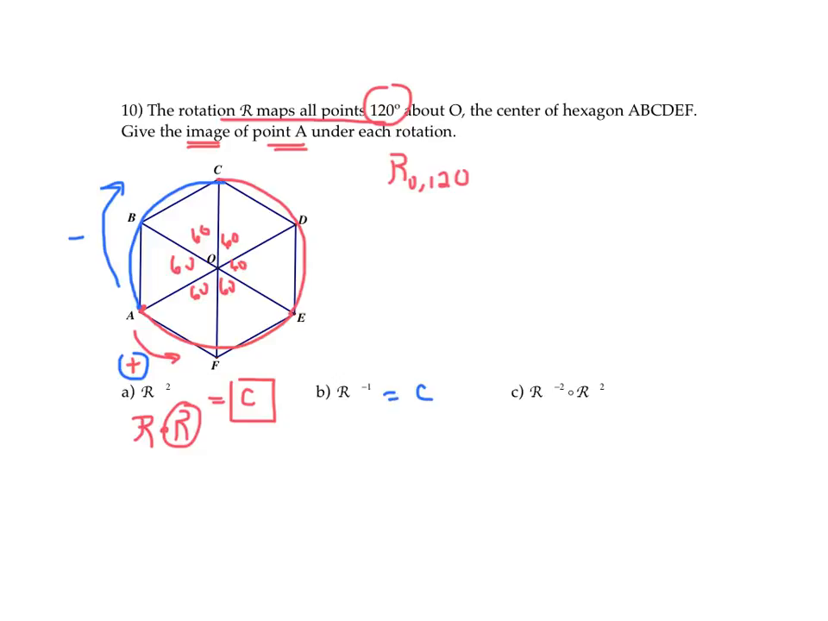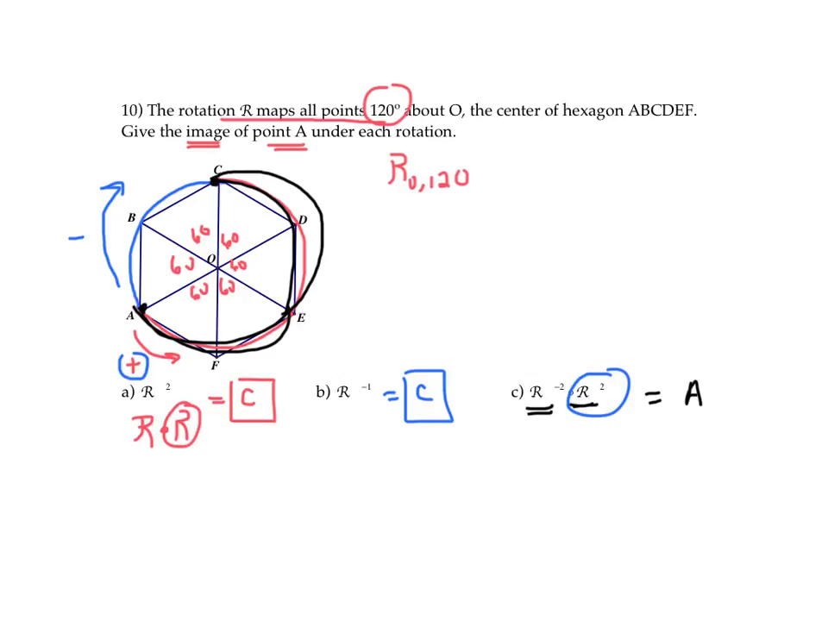In the very last problem, part C, it's asking us to do r to the negative 2 in composition with r squared. So remember that we start at the right, and I'm going to use the black pen for this one. We're starting at point A, and r squared is telling us to go through 120 degrees twice. That puts us at point C, and then r to the negative 2 is saying, okay, now come in the opposite direction. So 120 degrees twice in the opposite direction, and we just get back to point A. Anything that gets you back to where you started from is called an identity mapping. This would be an example of an identity mapping.